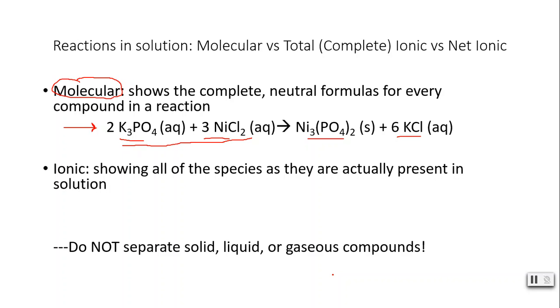Welcome back, everyone. So in our last video, we stopped with this reaction up front of potassium phosphate, aqueous, reacting with nickel chloride, both aqueous. And our final products in this double displacement reaction were nickel phosphate, which is a solid, and potassium chloride, which is aqueous. We determined the states from the solubility rules.